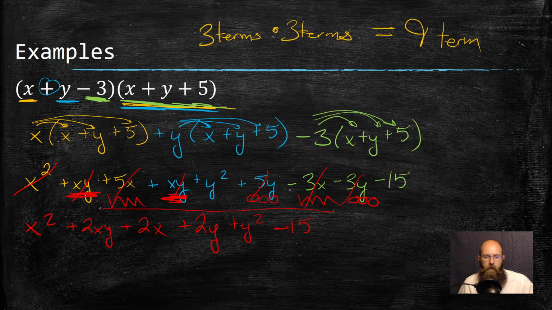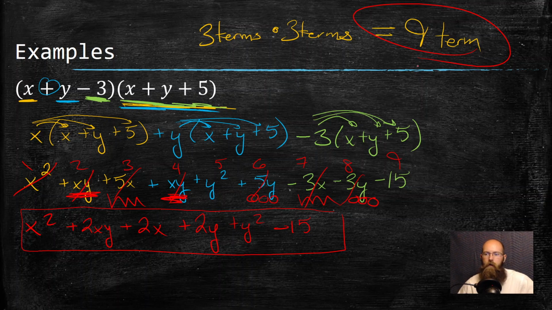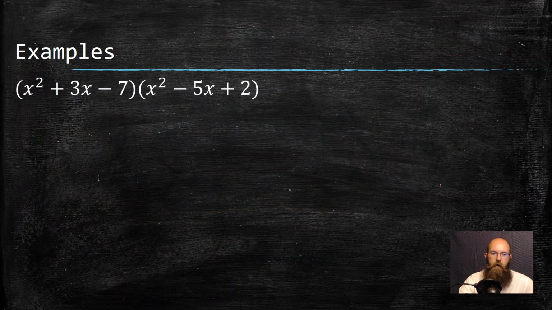So a lot of things combined, but still a lot of things don't. And where I talked about we had 9 terms: 1, 2, 3, 4, 5, 6, 7, 8, and 9. Once I've fully distributed, I should have that number of terms, and I do. Awesome. And we have one more example.